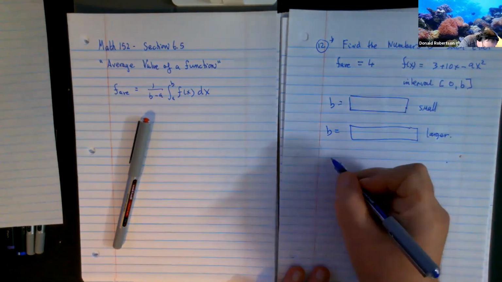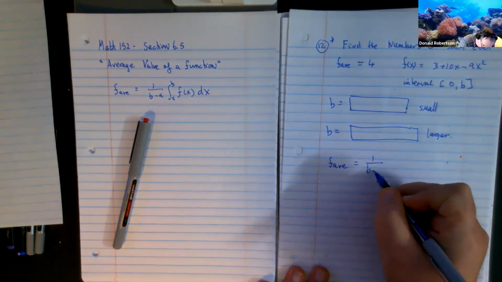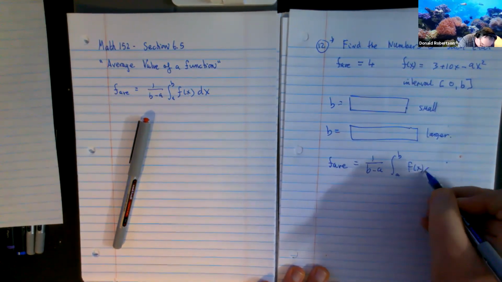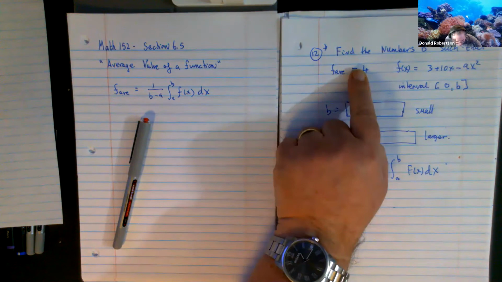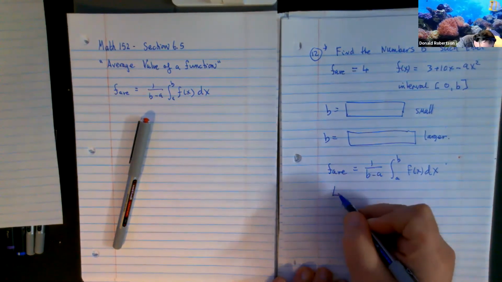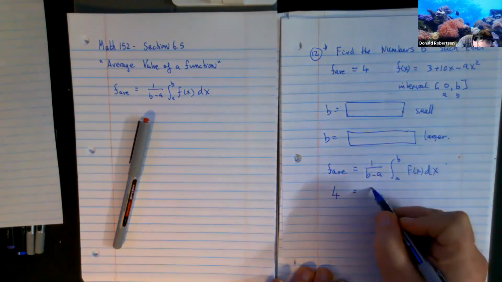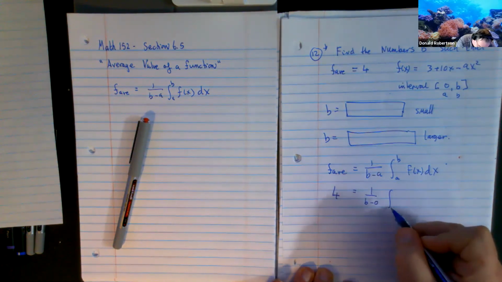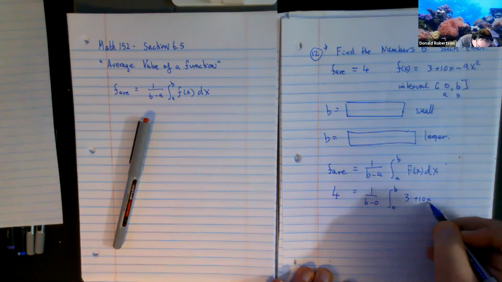Well, the only thing I really have to work with is the average value, which is this guy. So that's what I'm starting with. I'm just writing that down, and then I'm saying, okay, let's fill in what we know. I know the average value is 4, so I know this guy is 4. I know a is 0 and b is b. So what do I get? I get b take away 0 here. I get the integral from 0 to b, and I get a function that I do know, which is this guy.